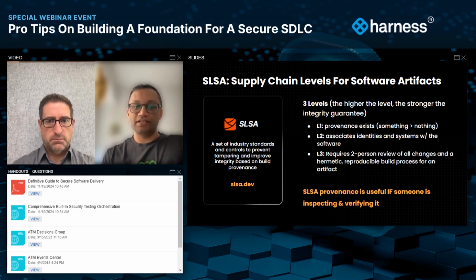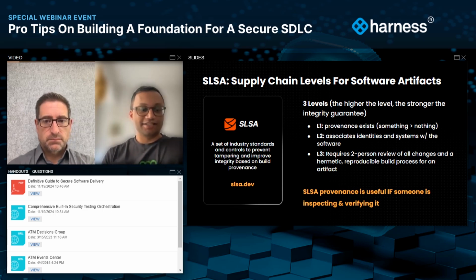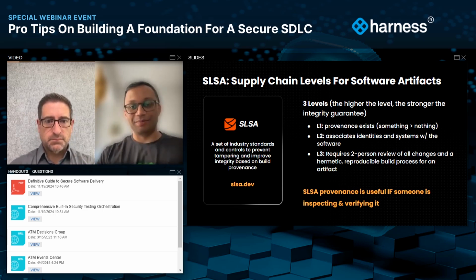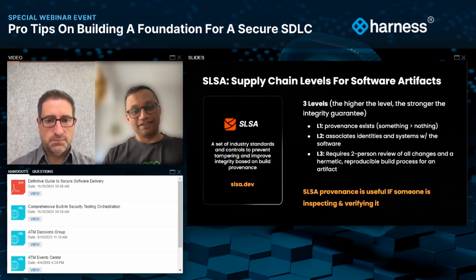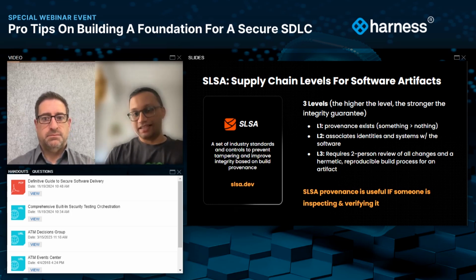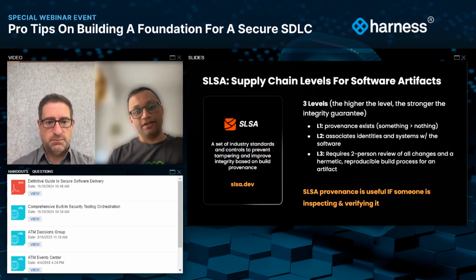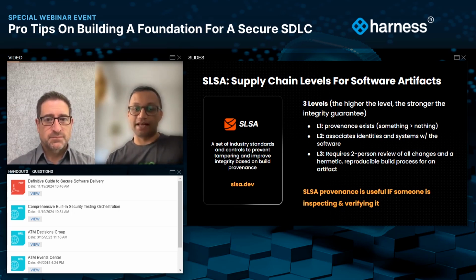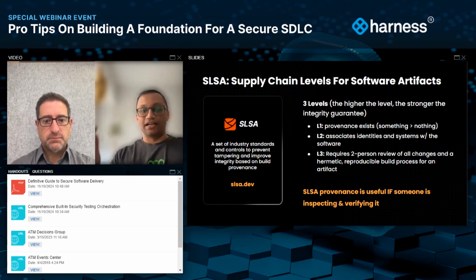So Sean mentioned SLSA. It's a nice acronym to have to remember. These are the 3 different levels of SLSA. So L3 is the highest level right now. And we definitely recommend having L3 level of SLSA compliance throughout your pipeline stages, so that you make sure that the artifact is not tampered with during the previous stages.